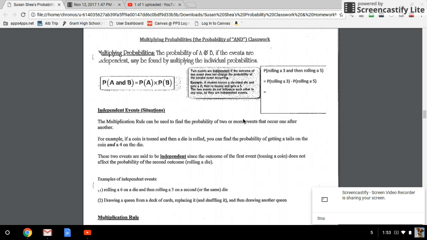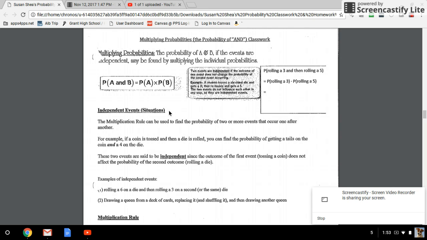Okay? If I roll the die and I get a 3, the next time every single one has an equally likely outcome of happening. So if I was to find the probability of rolling a 3 and then rolling a 5, it'd be 1/6 times 1/6. So there's a 1 out of 36 chance of rolling both of those, one after another.